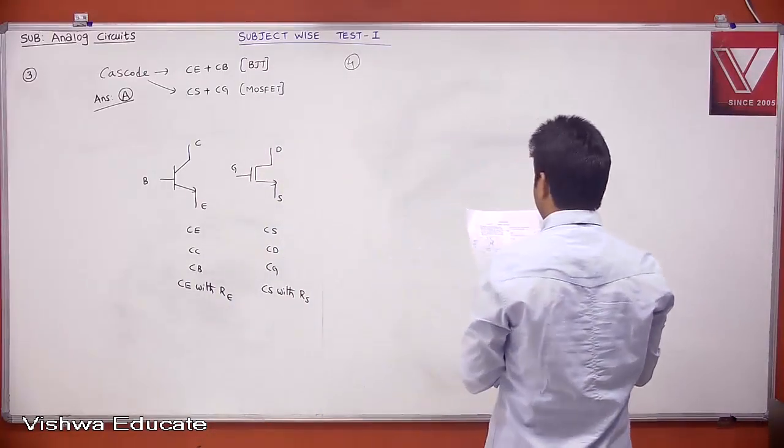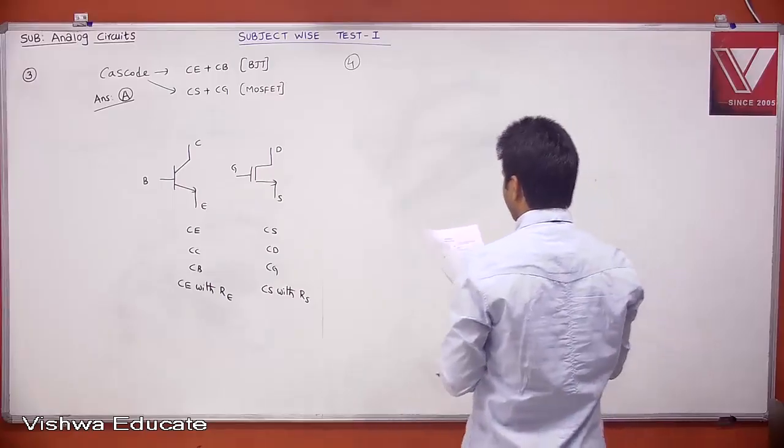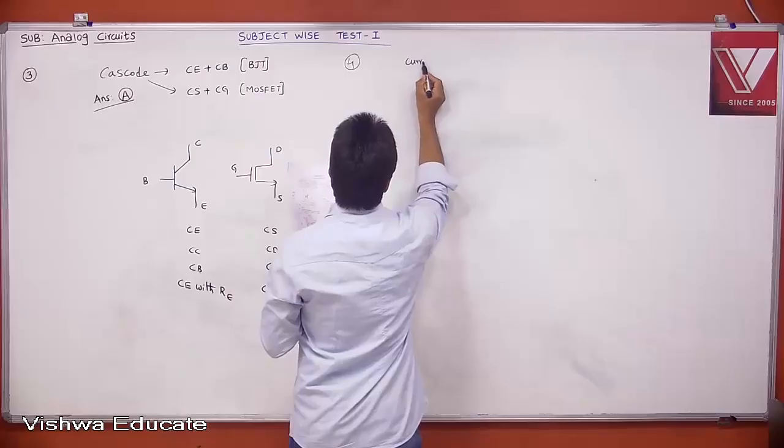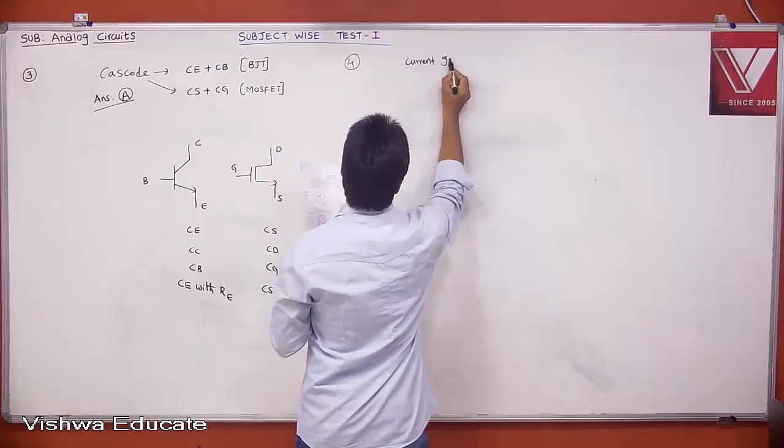Okay. Problem number 4. The current gain of a BJT.